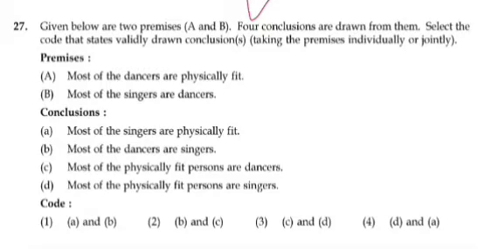Question 27. Given below are two premises, A and B. Four conclusions are drawn from them. Select the code that states validly drawn conclusions, taking the premises individually or jointly. Premises are: A. Most of the dancers are physically fit. B. Most of the singers are dancers. Conclusions are: A. Most of the singers are physically fit. B. Most of the dancers are singers. C. Most of the physically fit persons are dancers. D. Most of the physically fit persons are singers. Options: A, B; B, C; C, D; D, A.